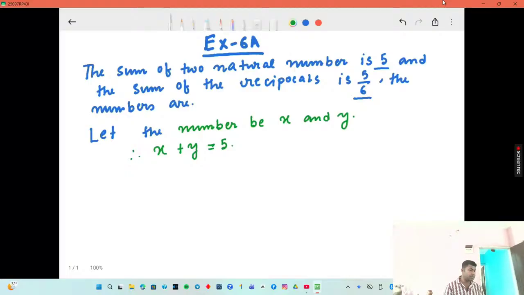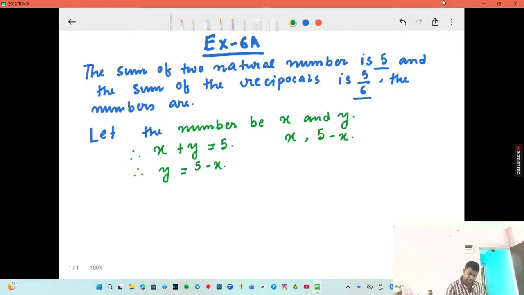If you have any doubt, then you can ask me in the chat box. I will definitely answer your doubts. Is it clear to you? So therefore, y is equal to 5 minus x. So here the first number is x and the second number is 5 minus x. As we have taken the numbers x and y, the value of x is x and the value of y is 5 minus x.